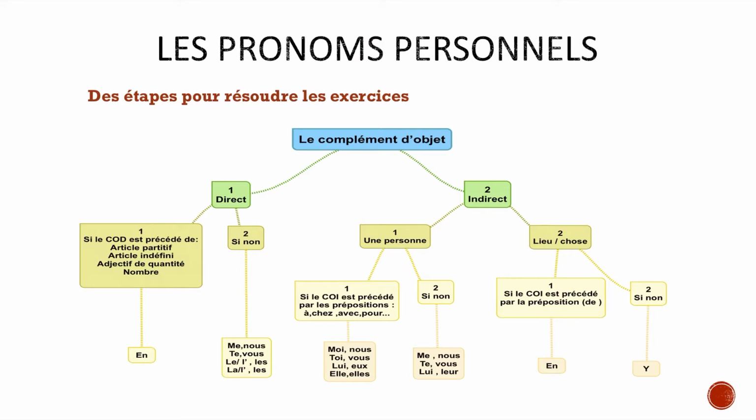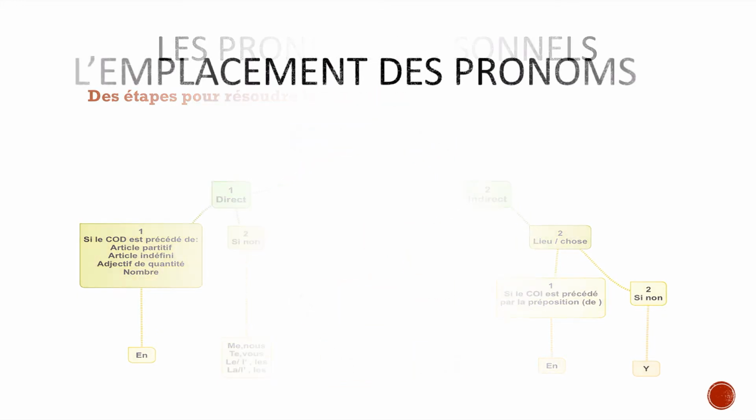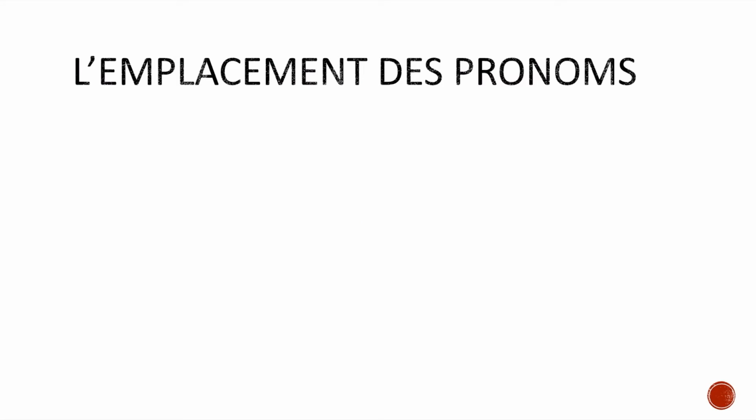If your object is indirect, but in this case it's a lieu or chose, lieu means a place and chose means thing, in this case check the preposition before. If you find de, put en. If not, put y. We will see examples where we apply this rule. But first, let's see l'emplacement des pronoms.